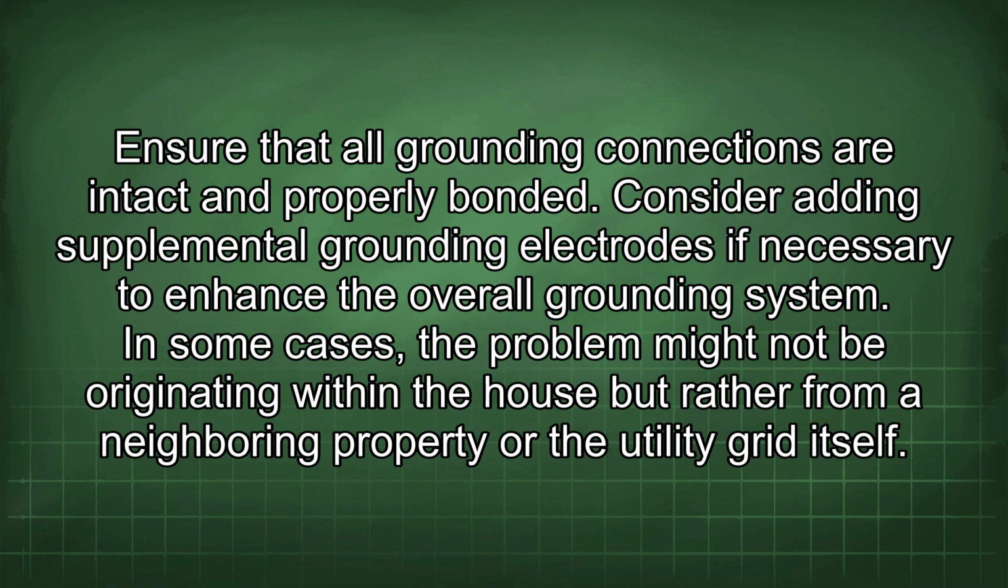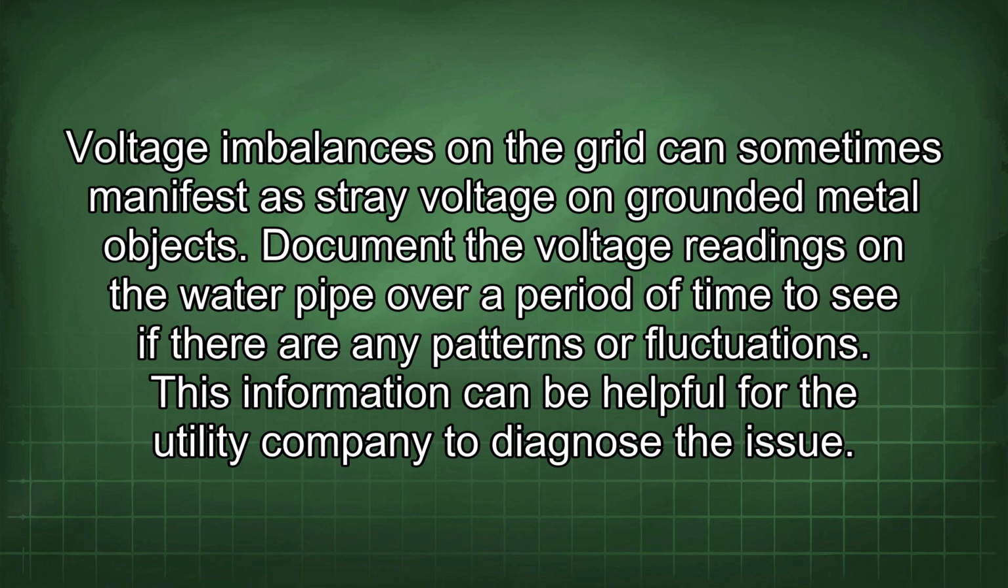In some cases, the problem might not be originating within the house but rather from a neighboring property or the utility grid itself. Voltage imbalances on the grid can sometimes manifest as stray voltage on grounded metal objects. Document the voltage readings on the water pipe over a period of time to see if there are any patterns or fluctuations. This information can be helpful for the utility company to diagnose the issue.